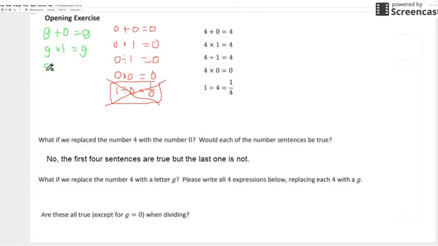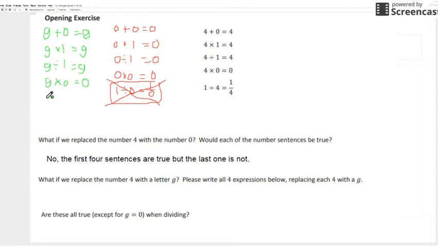Well, let's do another one. G divided by 1, does that give you G? Yeah, anything divided by 1 is the anything. It's kind of very similar to the multiplication, with the exception that one is fine, even with 0. The next one, we have G times 0. Well, anything times 0 is 0. So, yeah, it doesn't matter what G is.